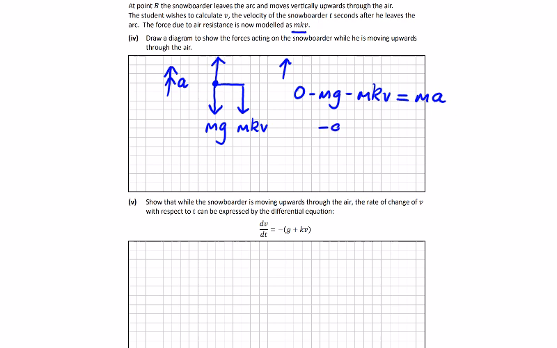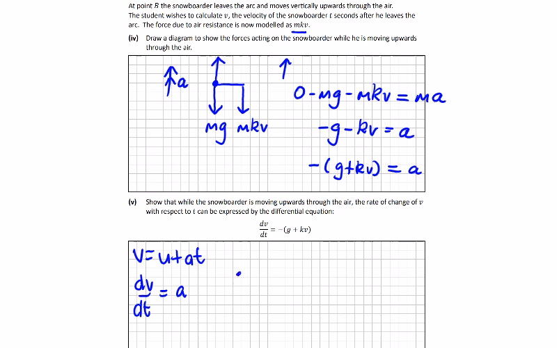So we're going to get minus g minus kv is equal to the acceleration. And actually that's what we're asked to show down here. Show dv dt is equal to this minus, if I factor it out, g plus kv. Show that this is equal to dv dt. Well, if v is equal to u plus at, you know that dv dt, if we differentiate this, we're going to get a. So therefore dv dt is equal to this expression here.